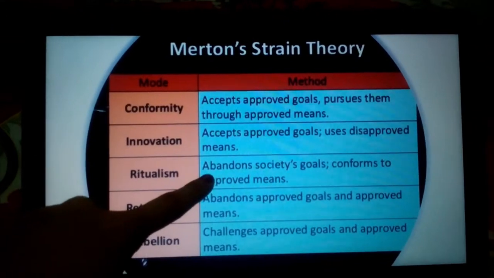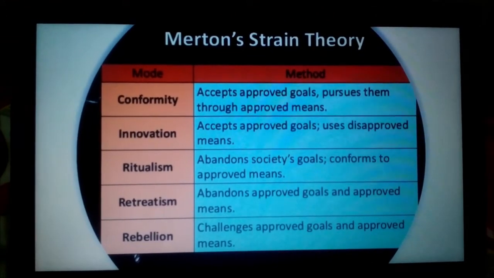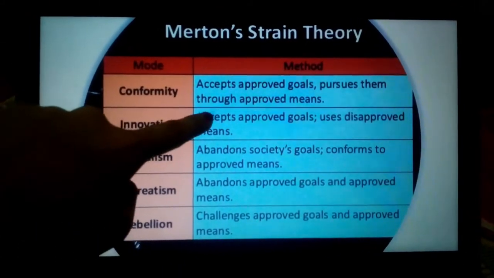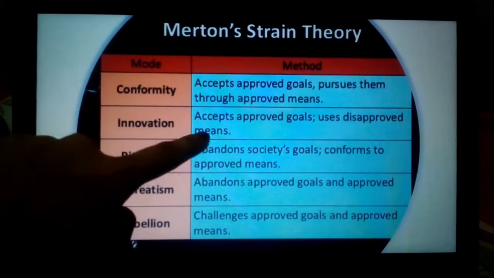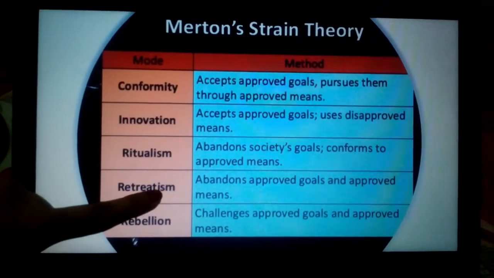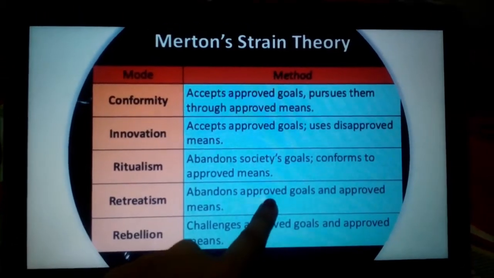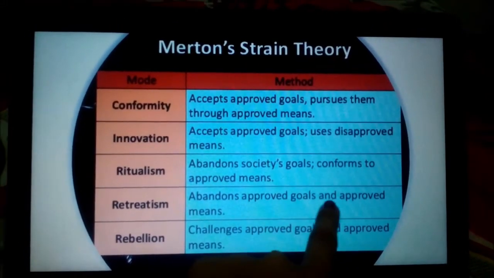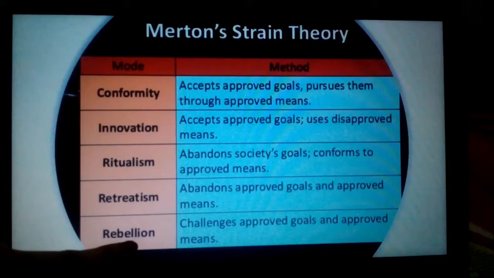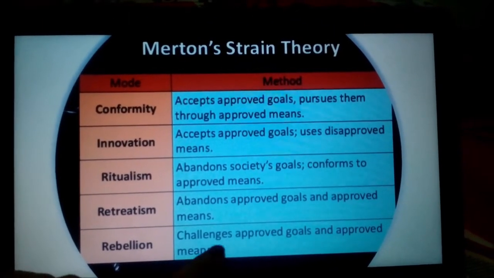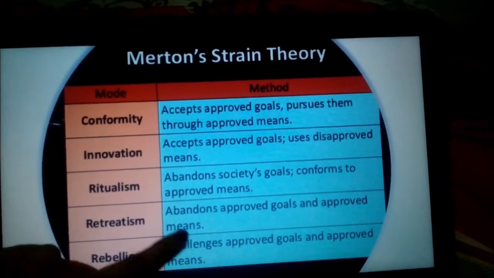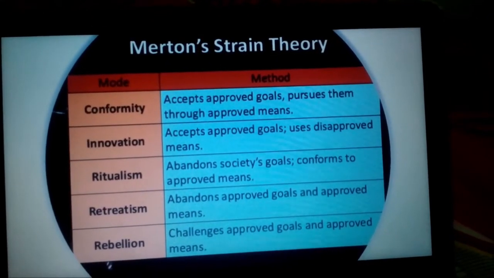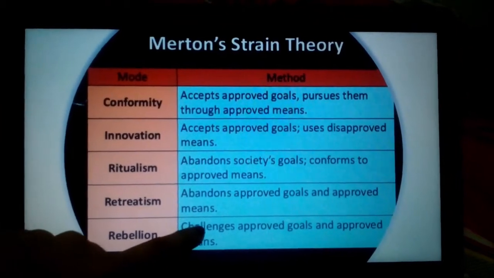It abandons society's goals, conforms to approved means. Positive, negative, and then negative, and then positive. Retreatism abandons approved goals and approved means. So parang ito naman is negative, diba? While rebellion challenges approved goals and approved means. So ito naman either positive, negative, or positive, but the intention is to challenge it more.